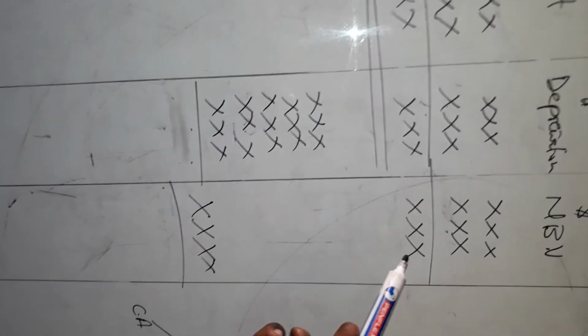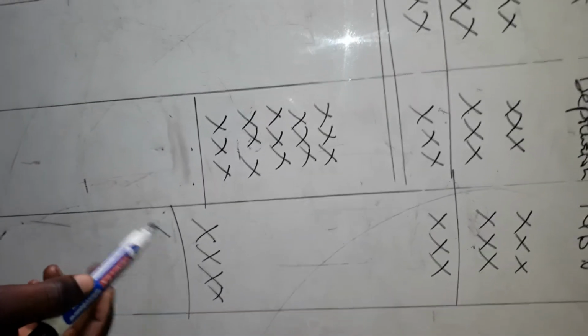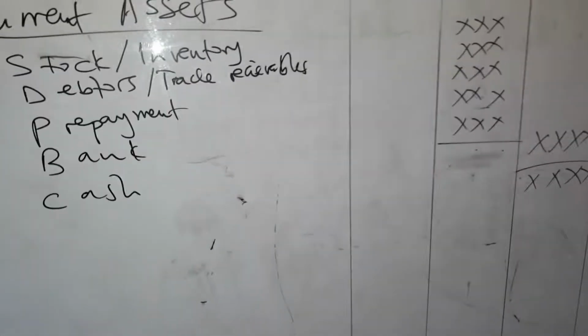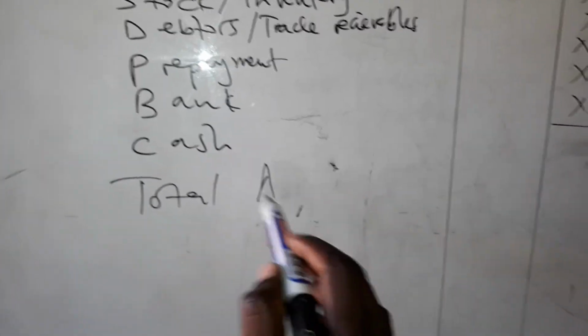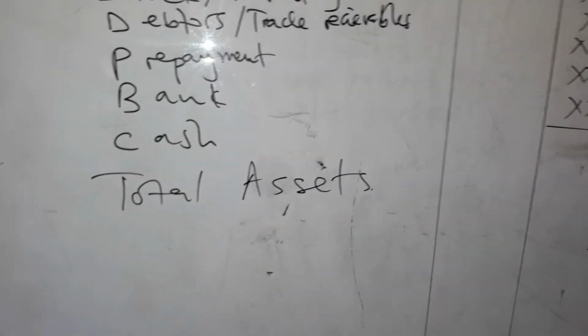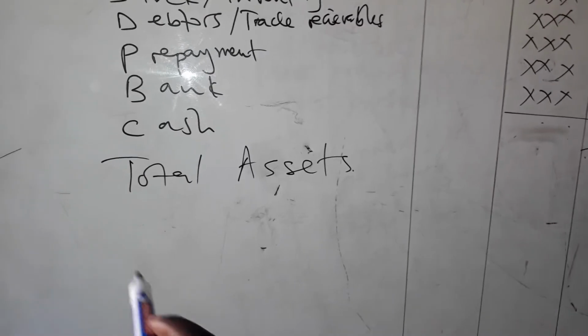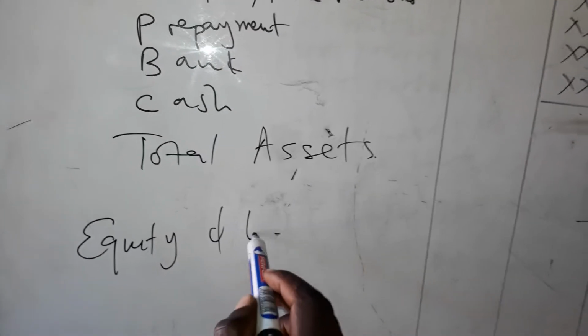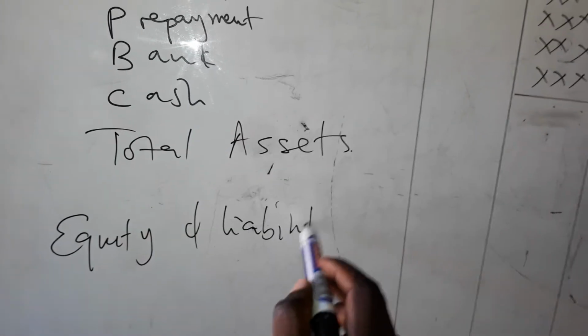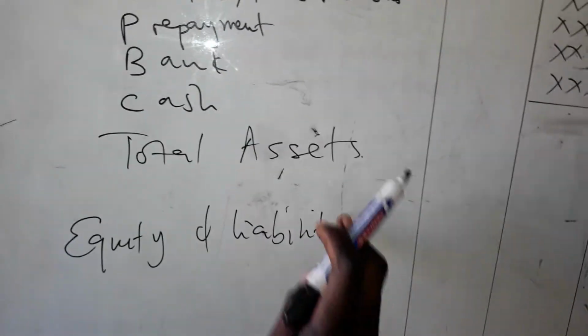Then if I add the total of the non-current and the total of the current assets, I'll get a figure, and we call this what? Total assets. Then skip on to go to equity and liabilities.